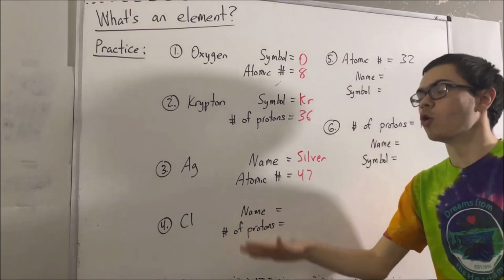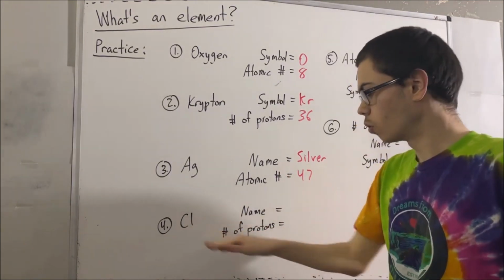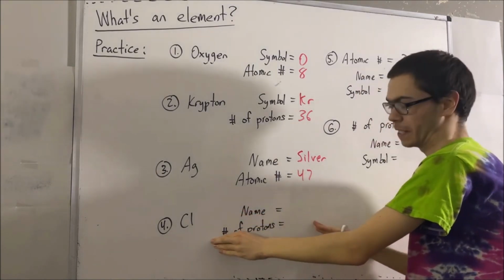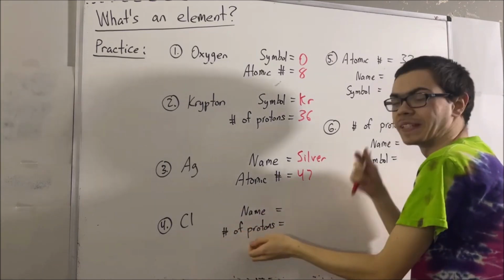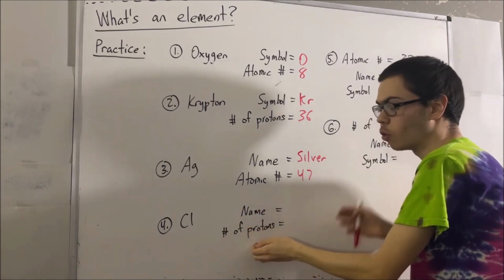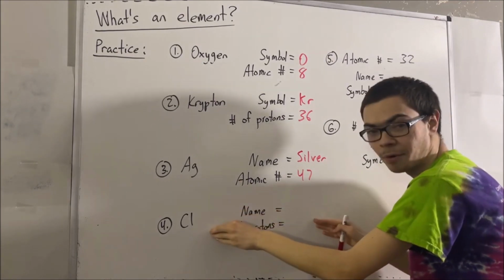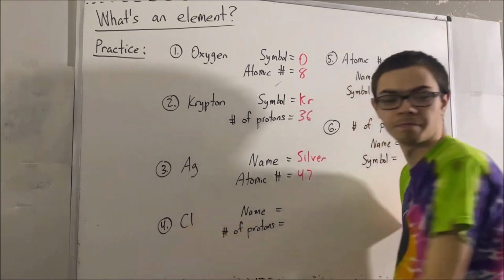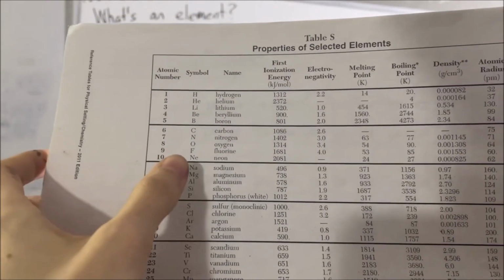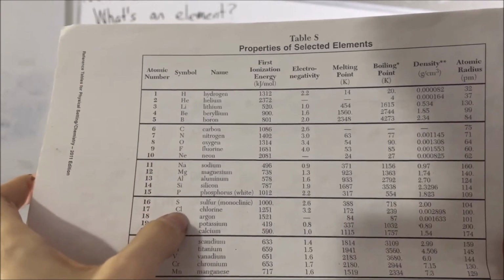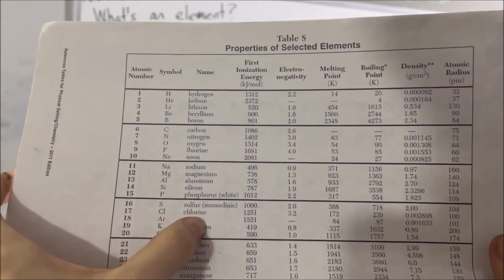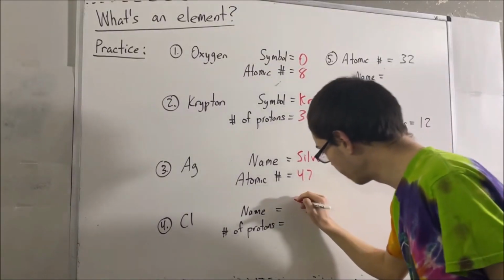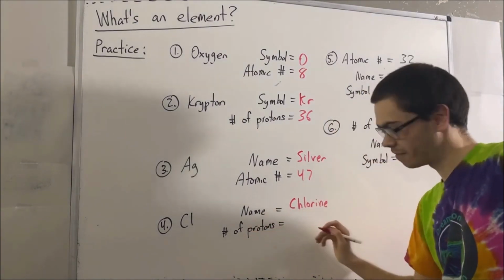As for question 4, we're given that the symbol is Cl. We want the name of our element and the number of protons in an atom of our element. But again, the number of protons is the same thing as the atomic number. So really, all we need is the name of our element and the atomic number. So again, let's go to table S and look for the symbol Cl. So going to table S, we see that Cl is right there. The name of our element is chlorine, and the atomic number is 17. So the name is chlorine, and the number of protons is 17.